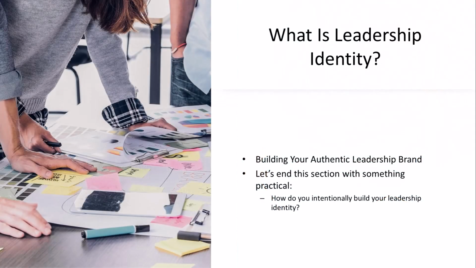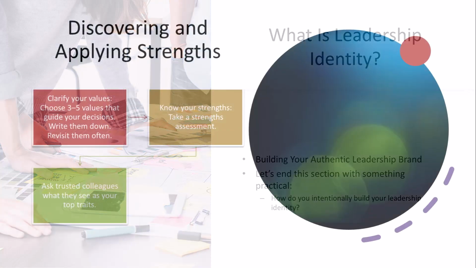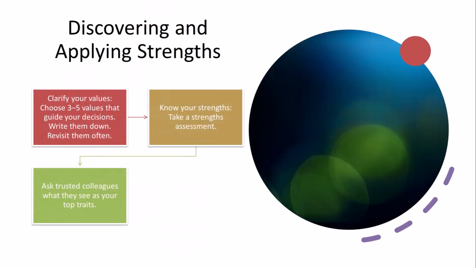Building your authentic leadership brand. Let's end this section with something practical. How do you intentionally build your leadership identity? Here are 5 steps to craft and live your authentic leadership brand. Clarify your values. Choose 3 to 5 values that guide your decisions. Write them down. Revisit them often.